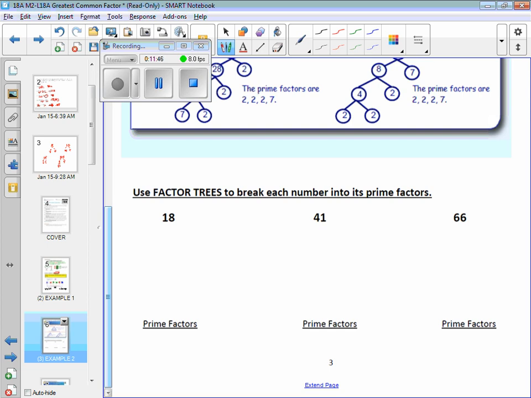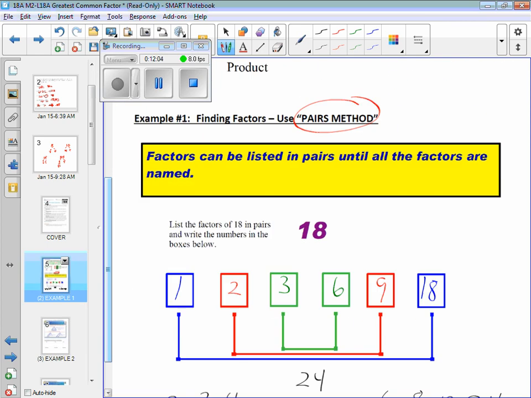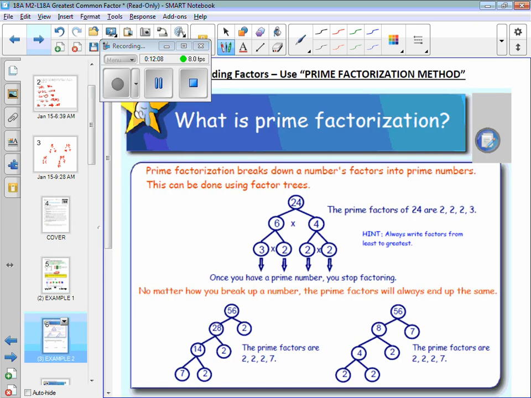You're breaking them down. It's not difficult, but there's a certain method to it. The reason we're doing this is that eventually we're going to get to what's called the greatest common factor. And in order to do greatest common factor, you need to know both methods. You have to be able to do prime factorization, but you also have to know how to list factors. So I want to show you both ways. Here's how it works.